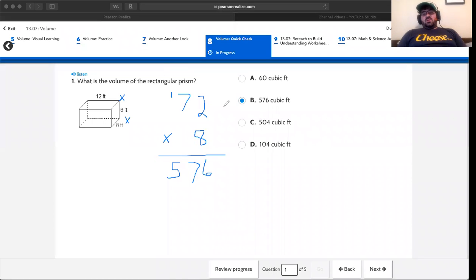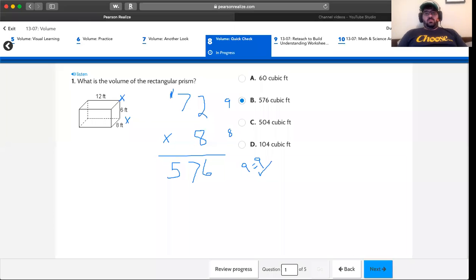Also, if you wanted to check your work, you could do something called Math Magic. You can add the digits: 7 plus 2 is 9, and 9 times 8 is 72, and 7 plus 2 is 9. So 5 plus 7 is 12, 12 plus 8 is 20, and if you add the digits of the sums, it's 9. I am doing some magic math, checked my work. Awesome. Okay, now I'm going to go to the next question, and go a little bit quicker.